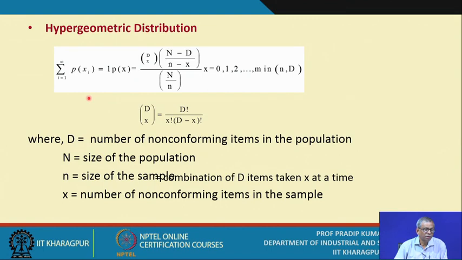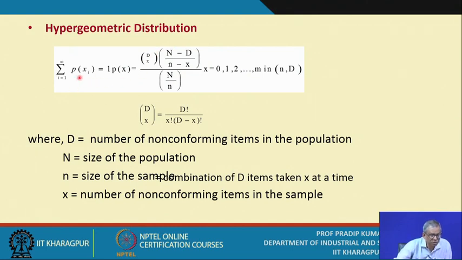Particularly, it is applied in acceptance sampling, when you deal with an isolated single lot. So the distributional assumption is hypergeometric. This is the probability mass function.